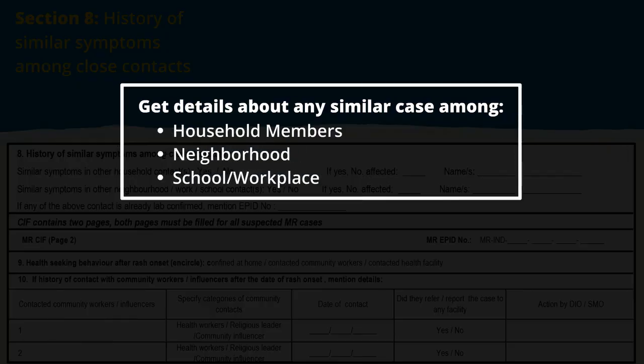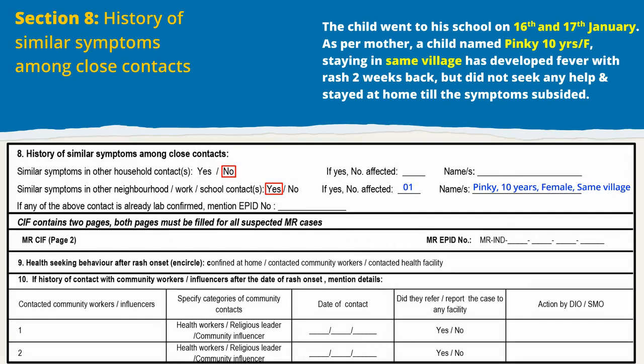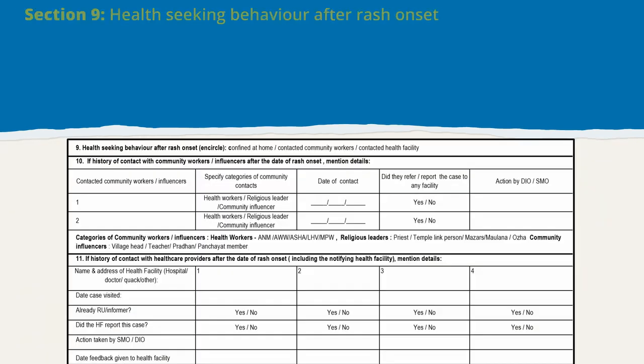From patient or caregivers, get details about any similar case among other household members, neighborhood, school or workplace within last 28 days. Any additional cases found with similar symptoms should be investigated if they meet the case definition.